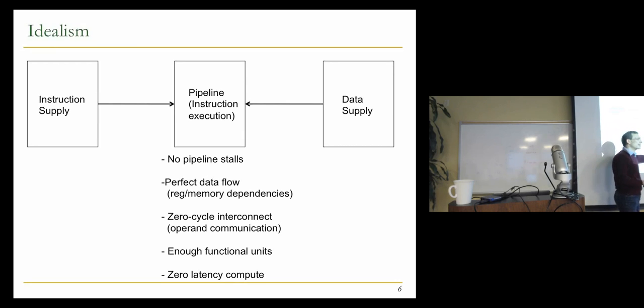Ideally, you would like to have enough functional units. If you have 10 operations ready, you would like to have 10 functional units to do that computation. And ideally, you would like to have zero cycle compute. Would it be nice if all of your divide operations took zero cycles, right?